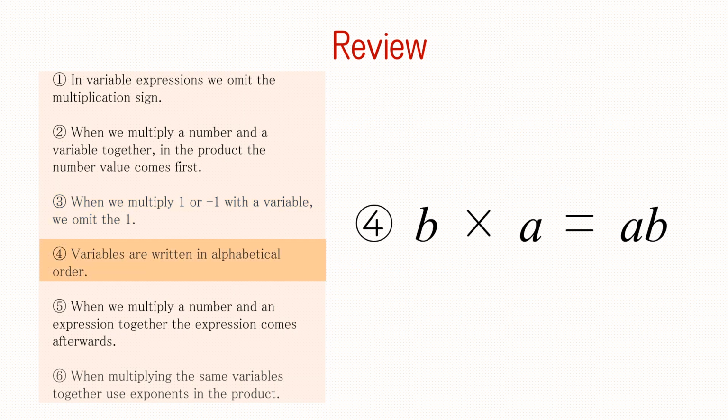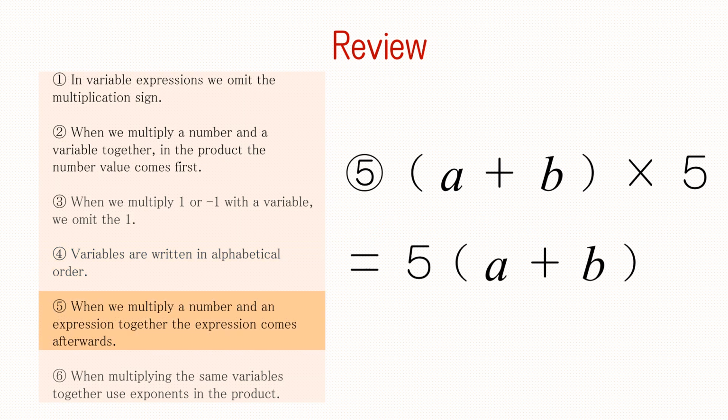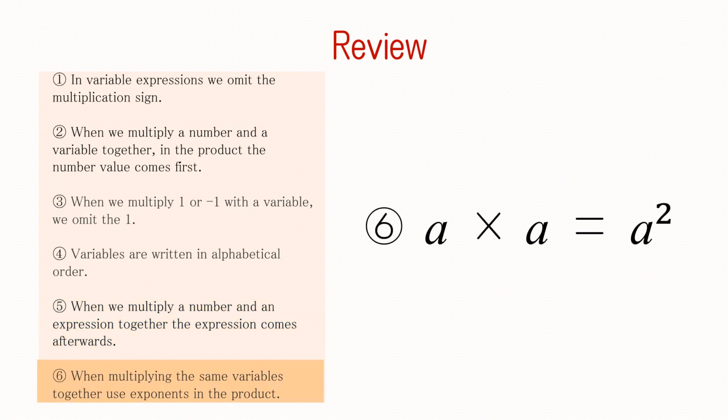Variables are written in alphabetical order. When we multiply a number and an expression together, the expression comes afterwards. Lastly, when multiplying the same variables together, use exponents in the product. That concludes this lesson.